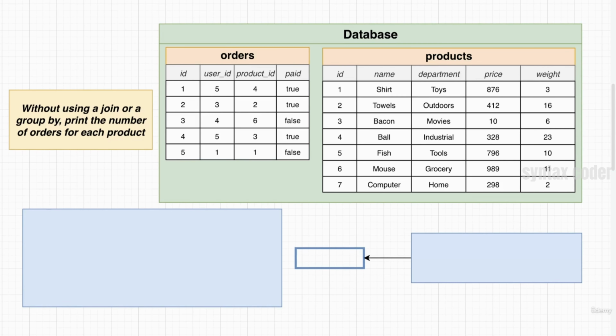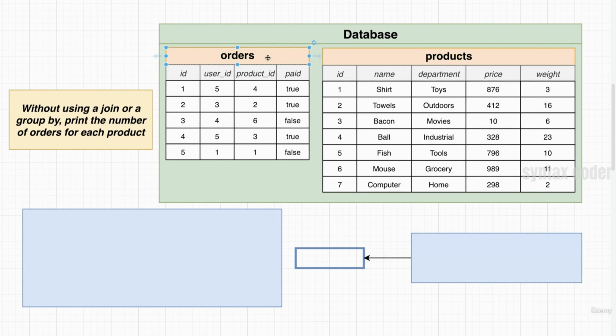Let's take a look at another correlated subquery. So in this video, we're going to try to solve this question right here. We're going to try to print the number of orders for each product. So for example, if we consider the first product right here just by itself, the first product has an ID of number 1. So I would want to find the number of orders that are tied to this product.